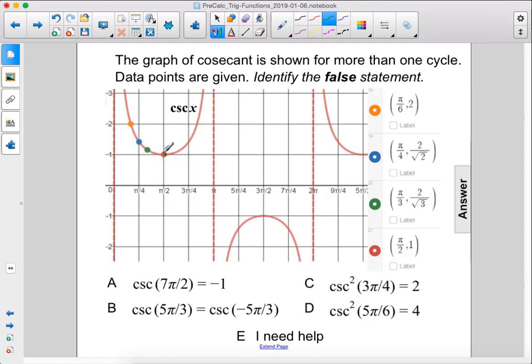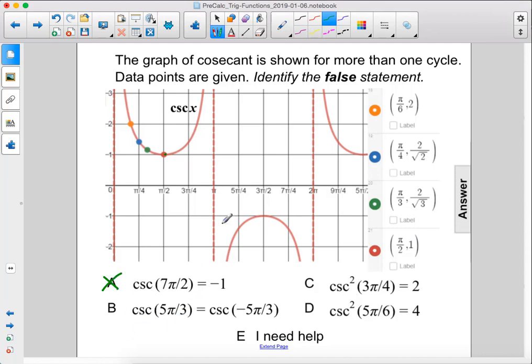Well, let's see. 1 pi over 2 is 1. 2 pi over 2 is at an asymptote. 3 pi over 2 is negative 1. 4 pi over 2 is an asymptote. 5 pi over 2 is 1. 6 pi over 2 will be an asymptote. 7 pi over 2 will be negative 1. So this is true.